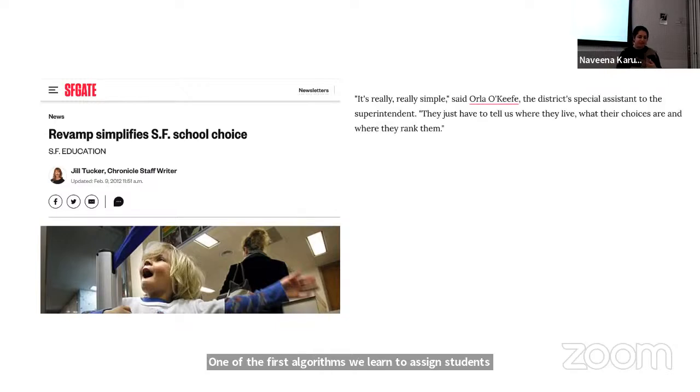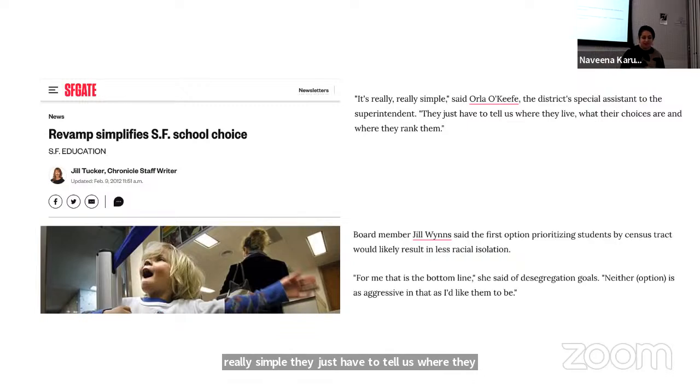The district special assistant to the superintendent, when the new process came out, said that it's really, really simple. They just have to tell us where they live, what their choices are, and where they rank them. One of the board members said that in addition to the equality that we talked about at the beginning, so all of the schools in the city were open to all the students, they actually took it a step further.